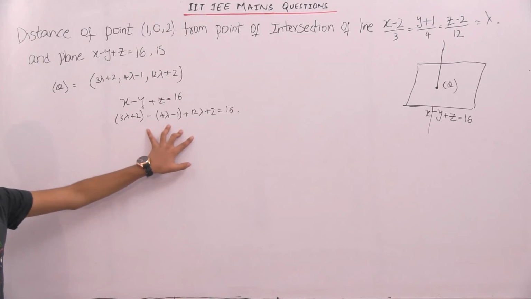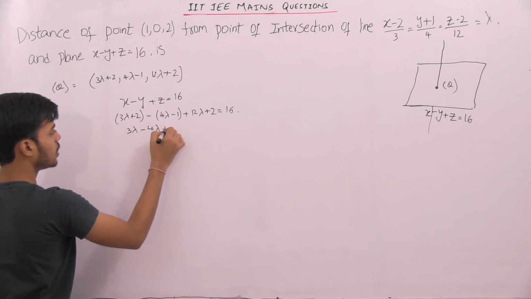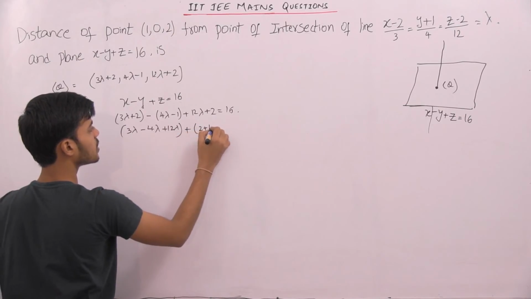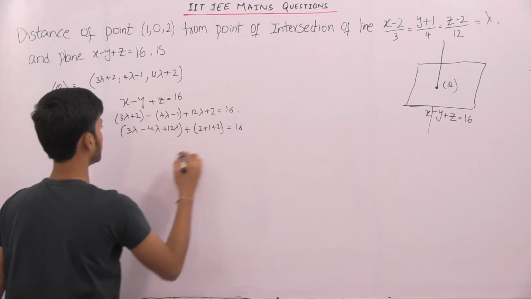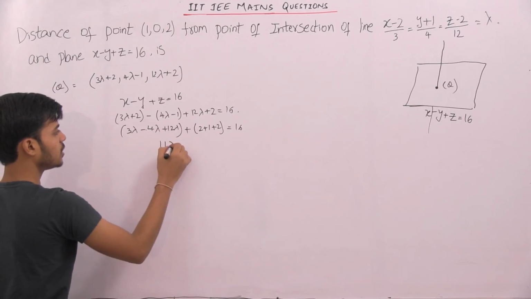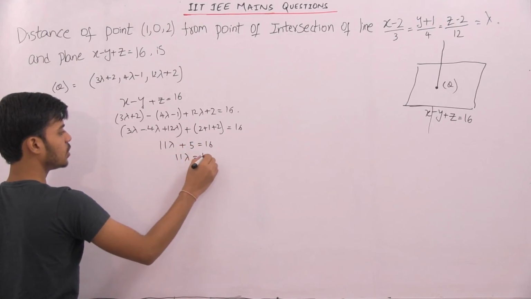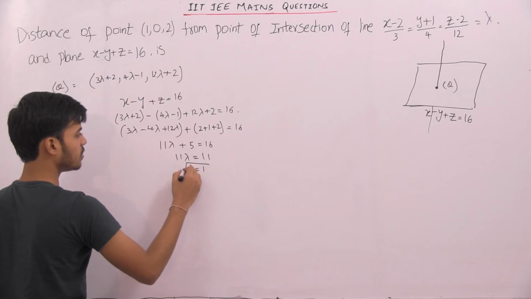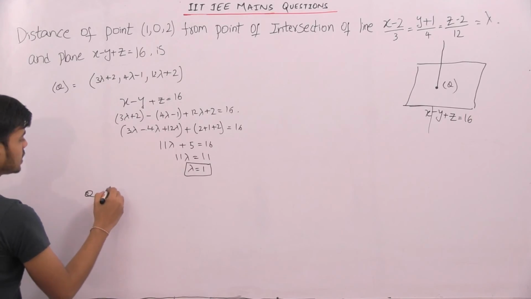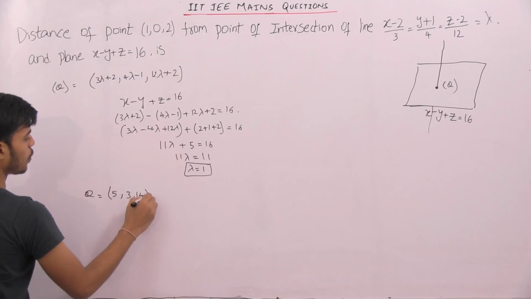So let's simplify this to find the value of lambda. 3 lambda minus 4 lambda plus 12 lambda, and the constants 2 plus 1 plus 2, is equal to 16. So 3 minus 4 plus 12 is 11, so 11 lambda plus 5 is equal to 16. 11 lambda is equal to 11, then lambda value is 1. So let's put the value of lambda here. We get Q as 5, 3, 14.